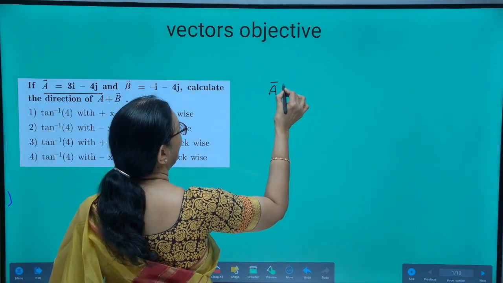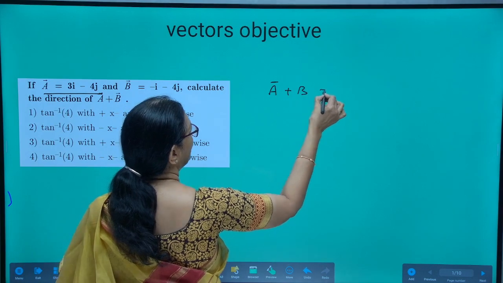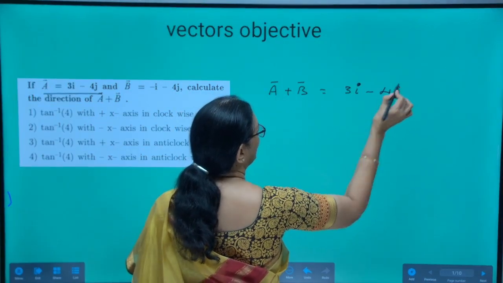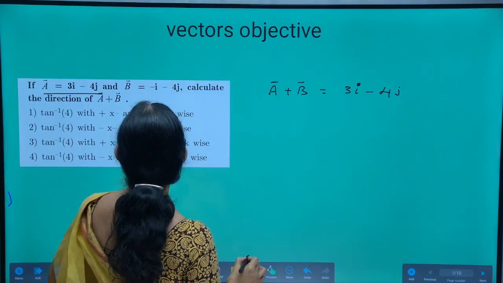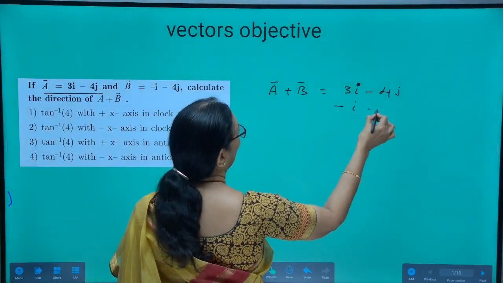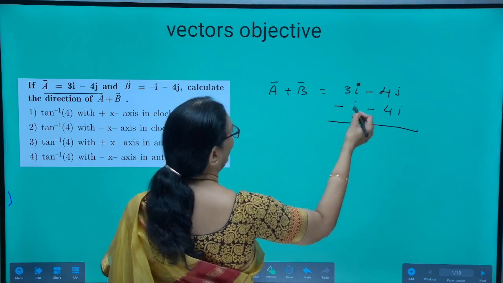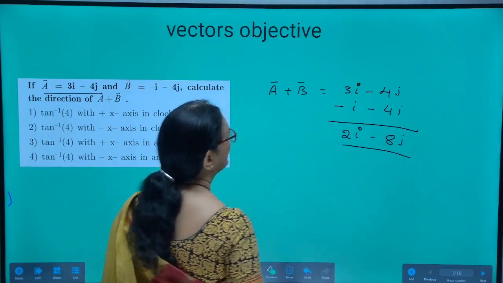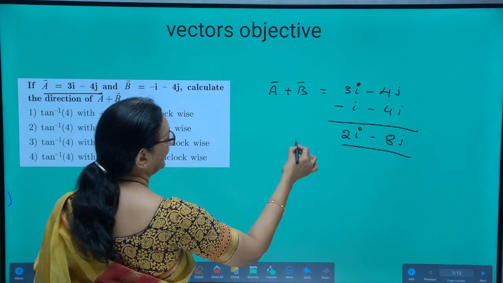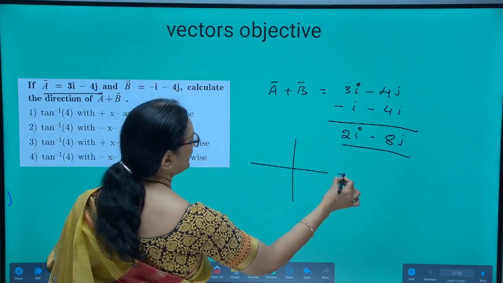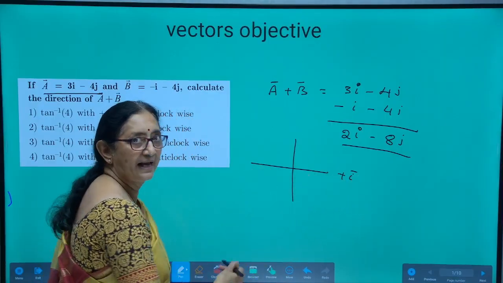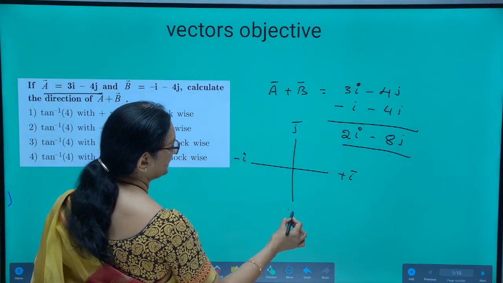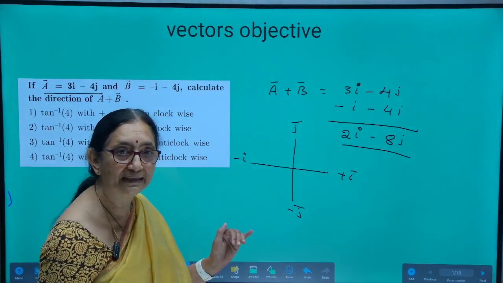So A bar plus B bar is equal to 3i minus 4j plus minus i minus 4j, which becomes 2i minus 8j. Now the angle made, actually here it will be like this. This is plus i bar along the positive x-axis, this is minus i bar, this is j bar along the positive y-axis, and minus j bar along the negative y-axis.